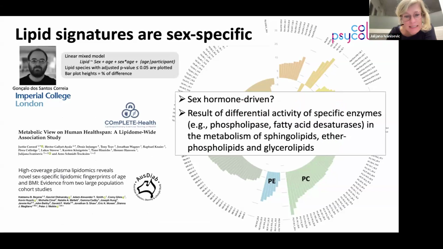And these differences, of course, must be further investigated, but overall, we hypothesize that they must be sex hormone-driven and/or the result of differential activity of specific enzymes in the metabolism of sphingolipids, ether phospholipids, and also the glycerophospholipids. Some of these differential activities of specific enzymes involved in these different pathways have already been demonstrated. And while many of these findings are new globally on the class level, they are in accordance with previously reported sex differences in a complete health cohort, but also a very big Australian cohort, the AusDiab cohort, which is ongoing in Australia.